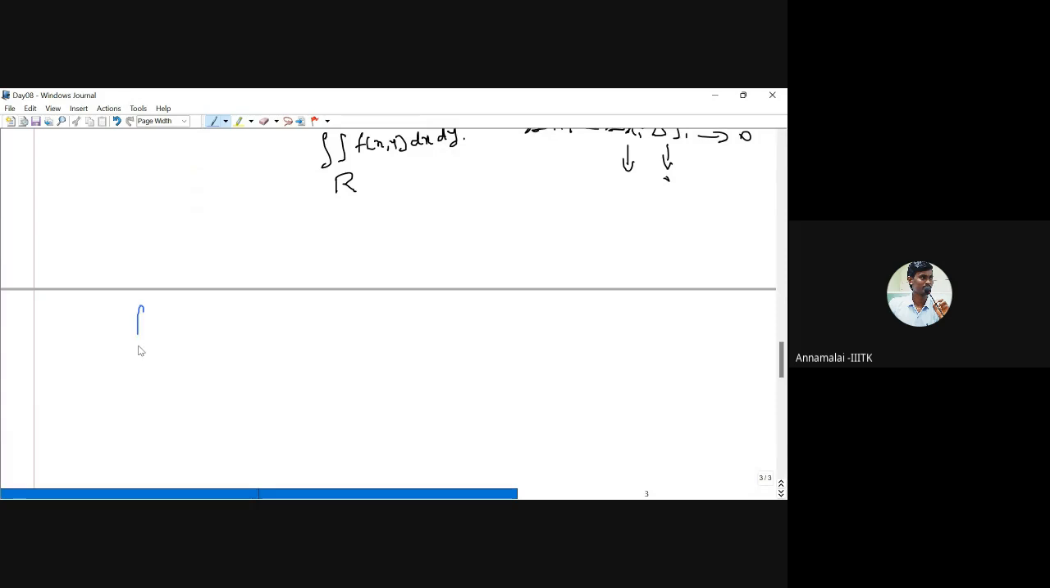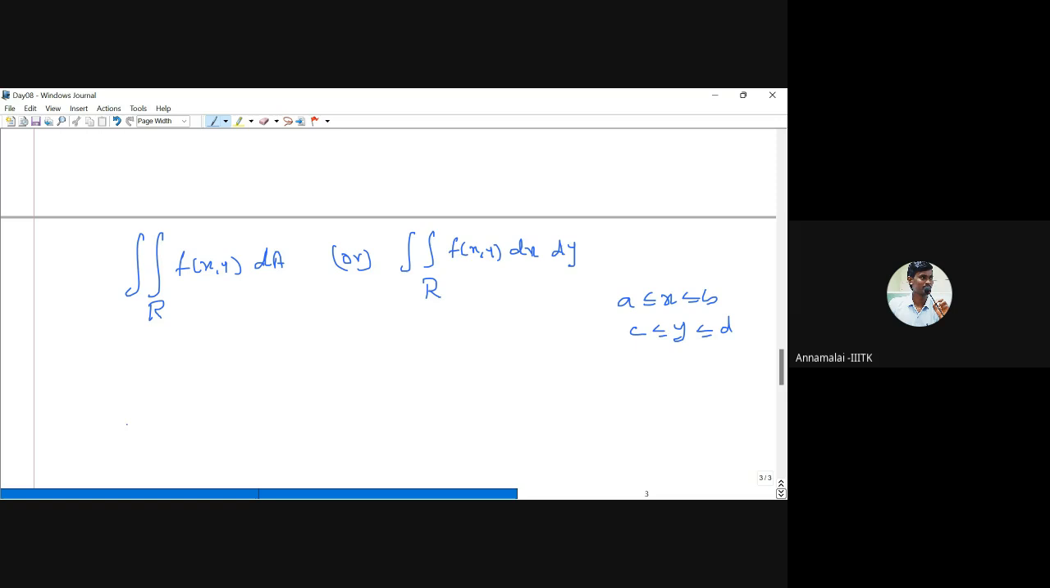We define the notion of the double integral over R, a rectangle, of f of x comma y dA. So dA is nothing but the area of the region. Or we can simply use another notation: the double integral over the region R, a rectangle, of the function of x y dx dy. But here we know the range of x. So x ranges from a to b, y varies from c to d, because we assume that it's a rectangle.